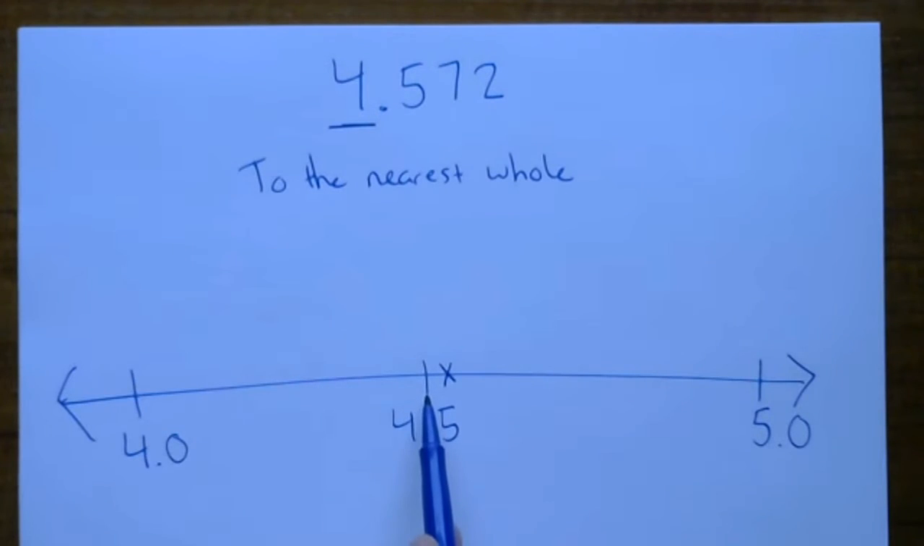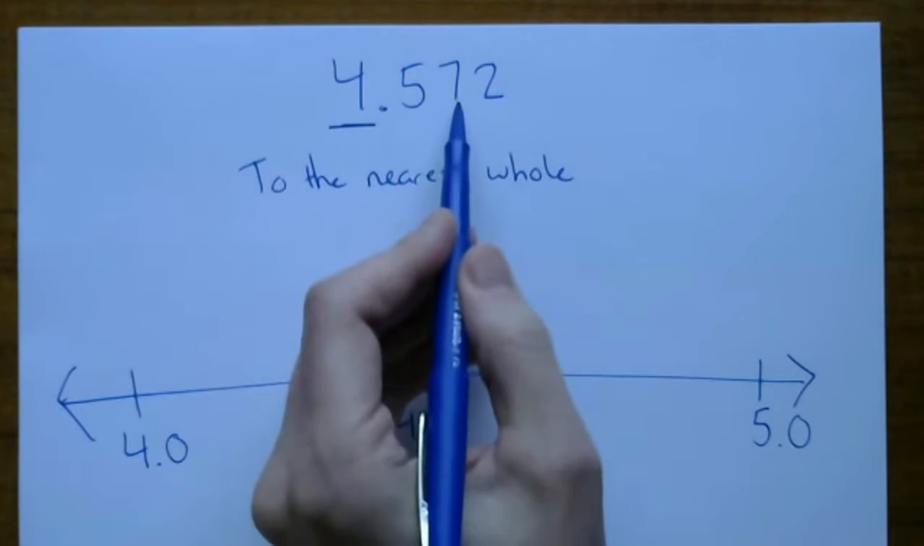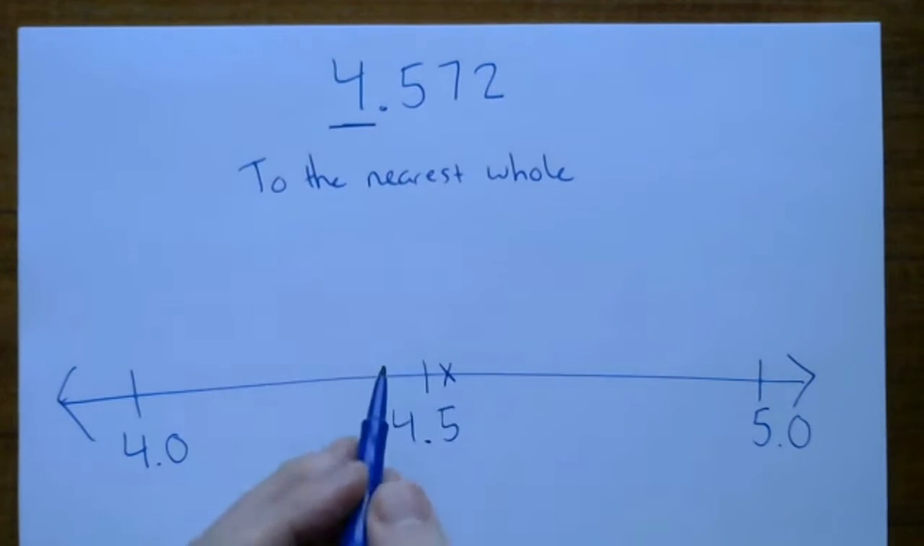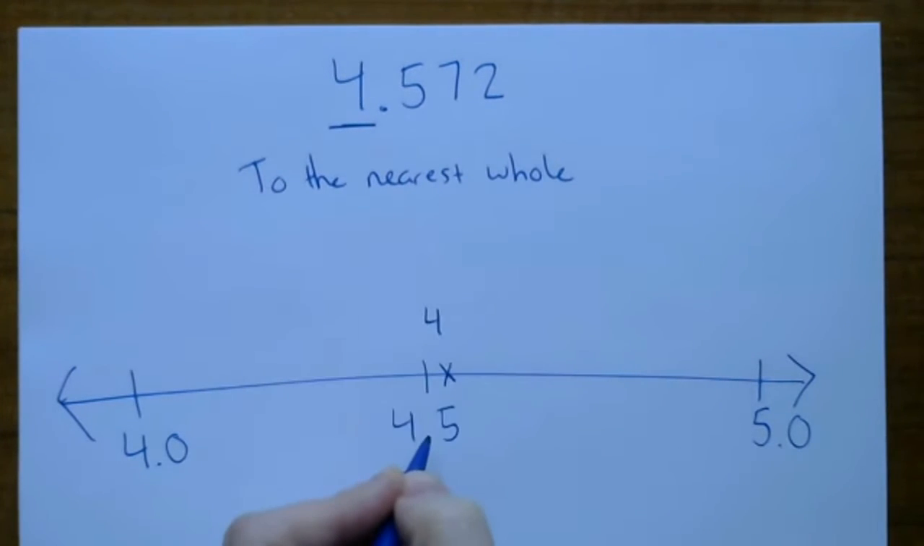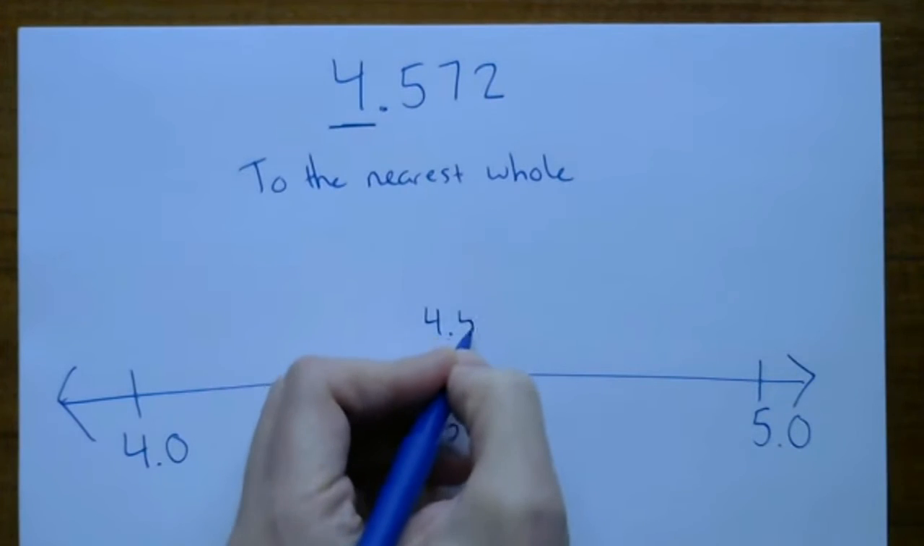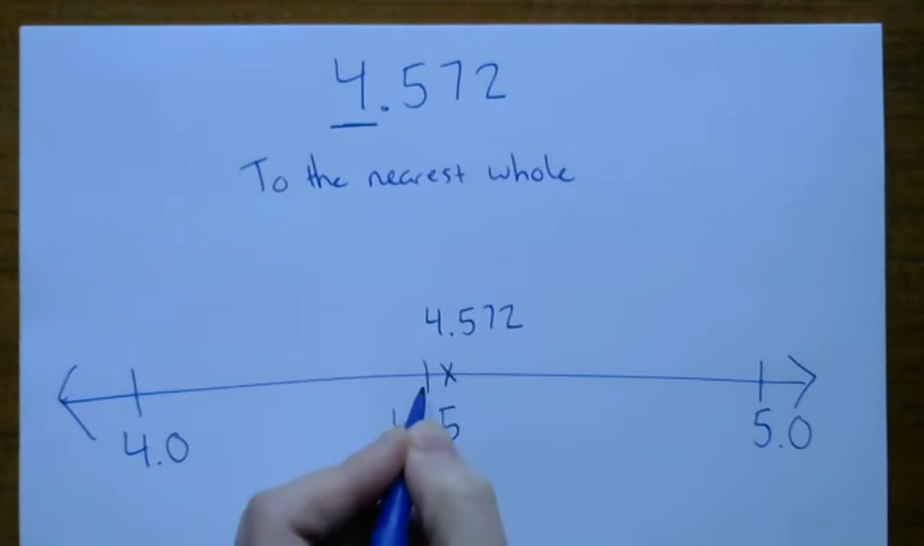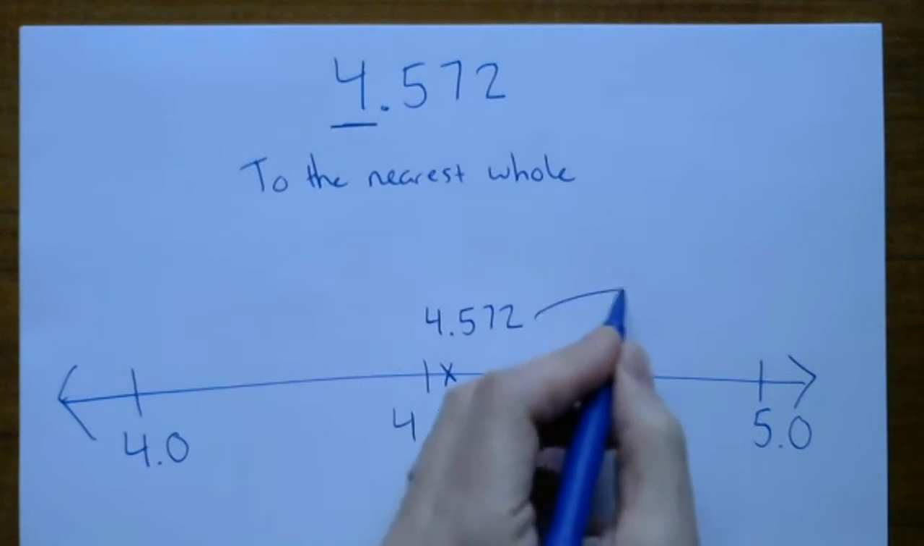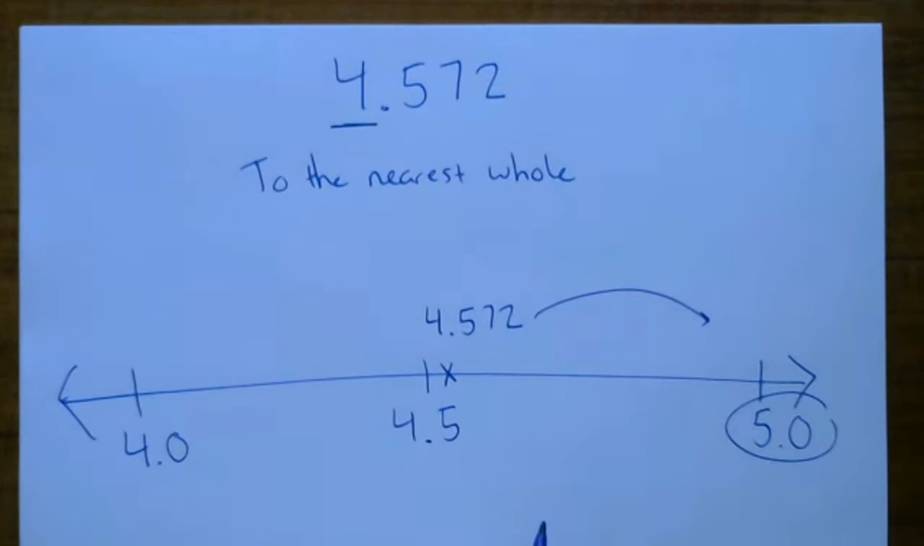That's why it's so crucial to find that midpoint, because we can see that these extra digits after the tenths place just inch that number just to the right of that midpoint. So 4 and 572 thousandths would be just right of the midpoint, which means that they would round over to 5 wholes for the nearest whole.